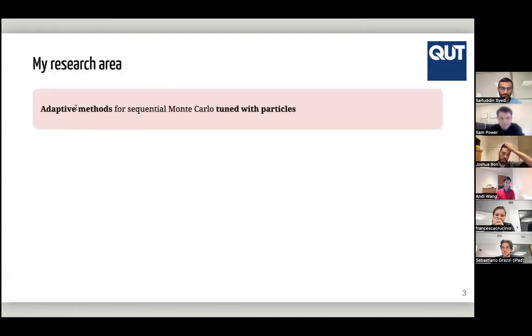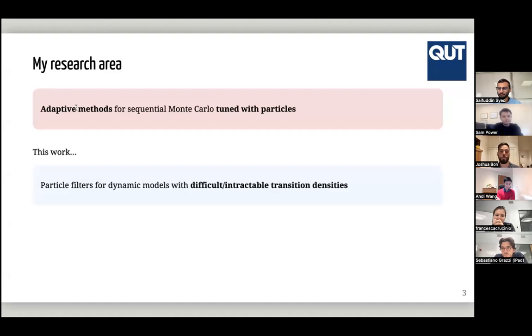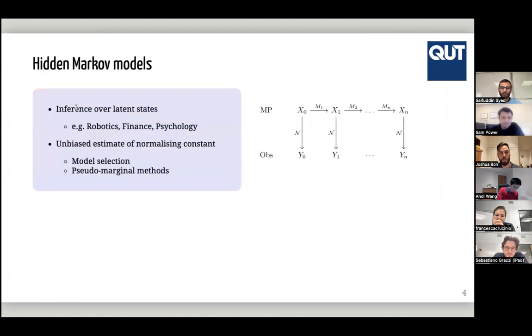So my research area is adaptive methods for sequential Monte Carlo, where you tune your SMC sampler with the particles. It's at least my main research area. I'm getting into some other things like approximate Bayesian stuff now. This work is for particle filters for dynamic models where the transition densities, so the Markov kernels, are difficult or at worst completely intractable. So you can't write down what the density is, and therefore you can't do any reweighting or anything fancy that you'd normally do with SMC.